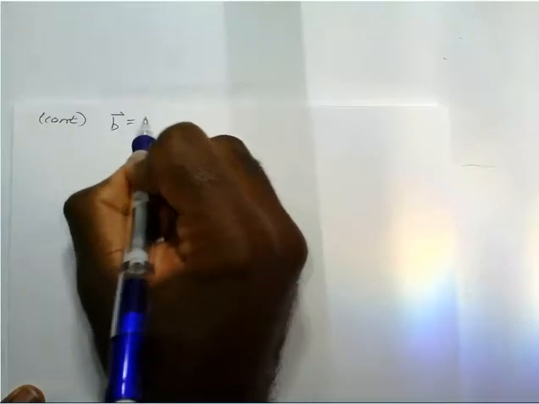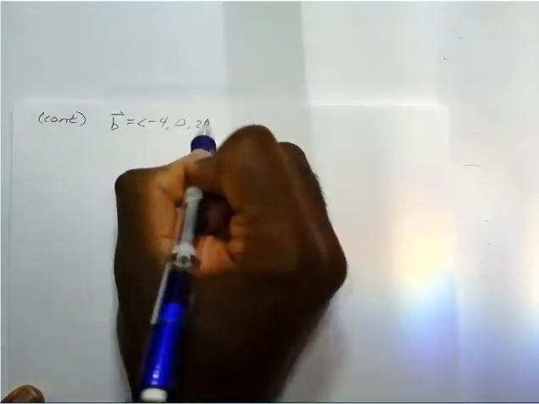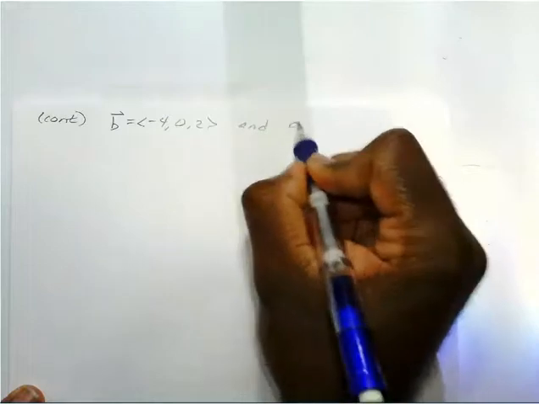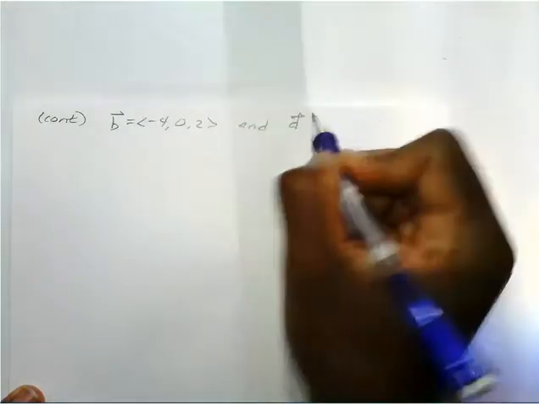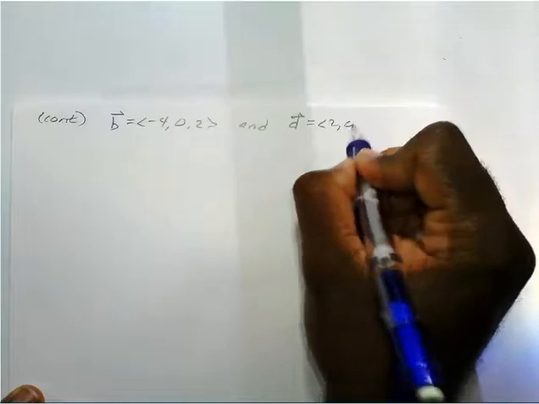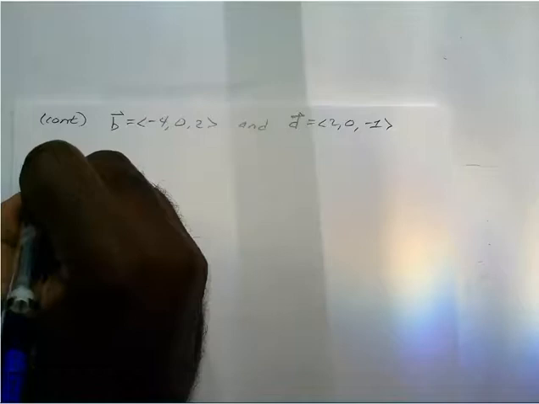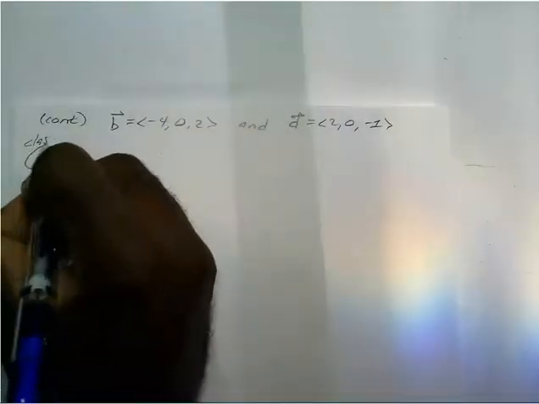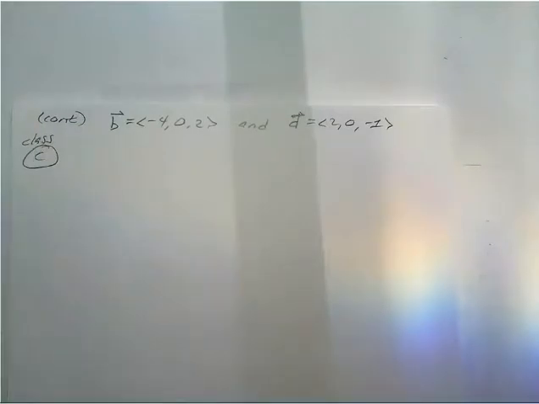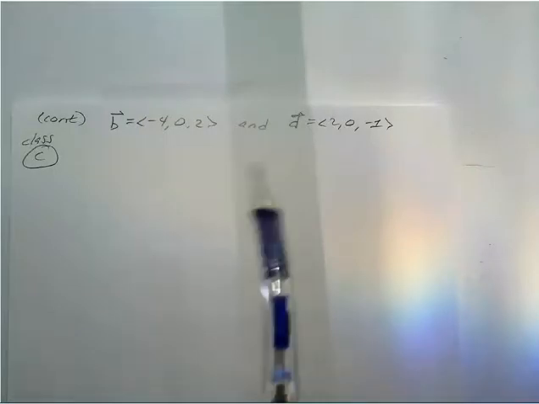Okay, so continue, and because we're on a different page, I'll write our B vector is -4, 0, 2, and our D vector equals 2, 0, -1. Actually, what I want you to do is go ahead and press pause and find the angle between the B and D vectors on your own.